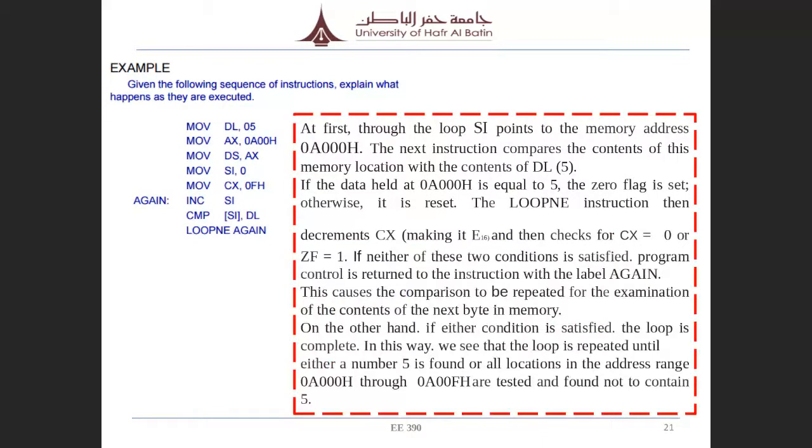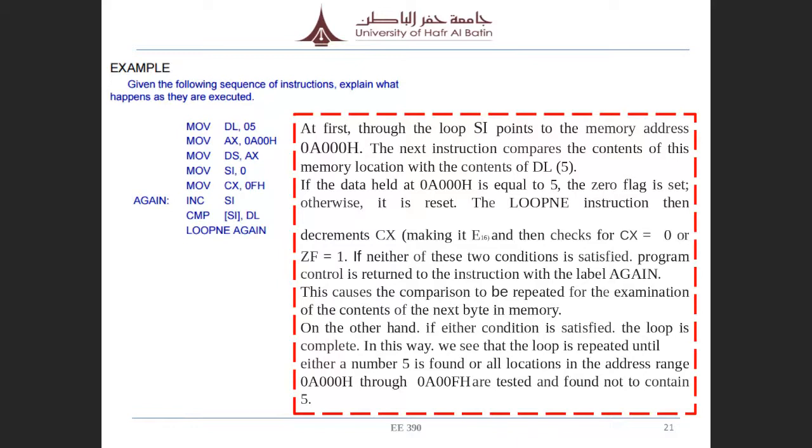So look here. Given the following sequence of instructions, explain what happens if they are executed. Let us have a look. MOV DL, 05. Nothing after it means decimal, not hexadecimal. So 5 decimal. That means DL is loaded with 5, and then MOV AX, 0A00.